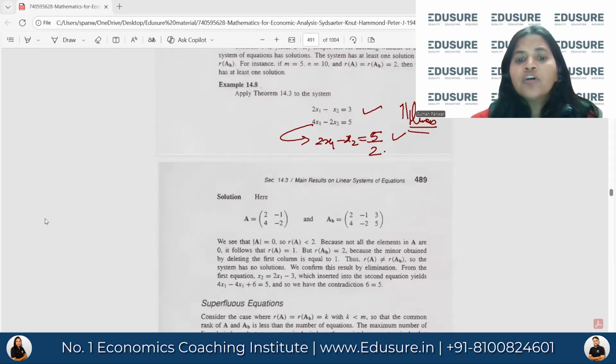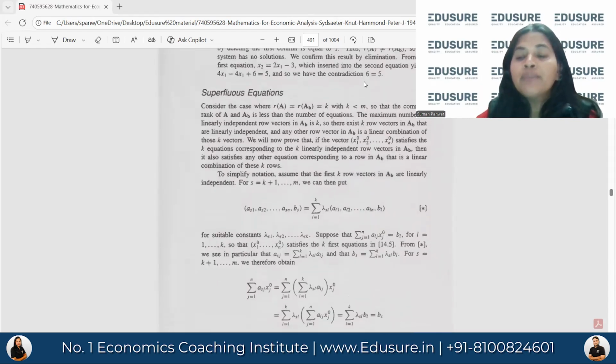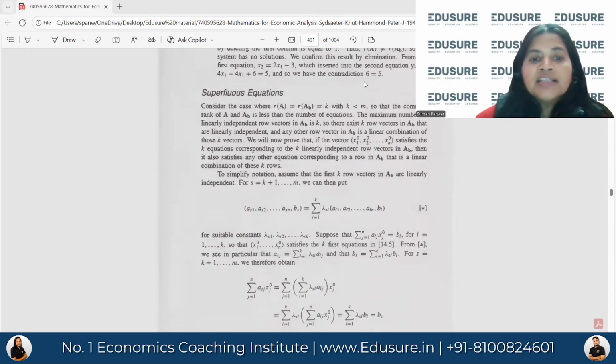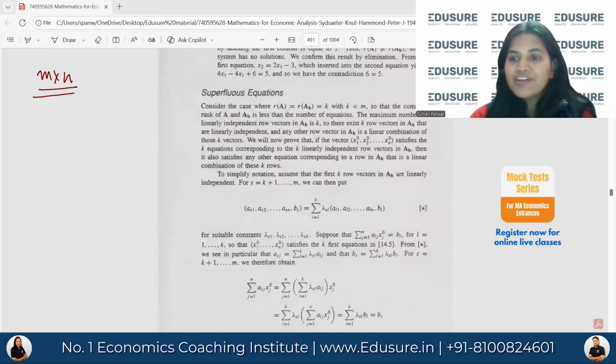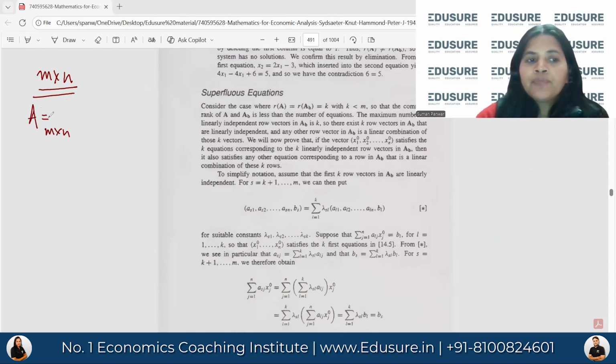Now, the next concept is the concept of superfluous equations. What do you mean by superfluous equations? Now, consider a system of m by n equations. So we have m equations in n variables. So I have the coefficient matrix A, m by n. Okay. And suppose the rank of the coefficient matrix is K.